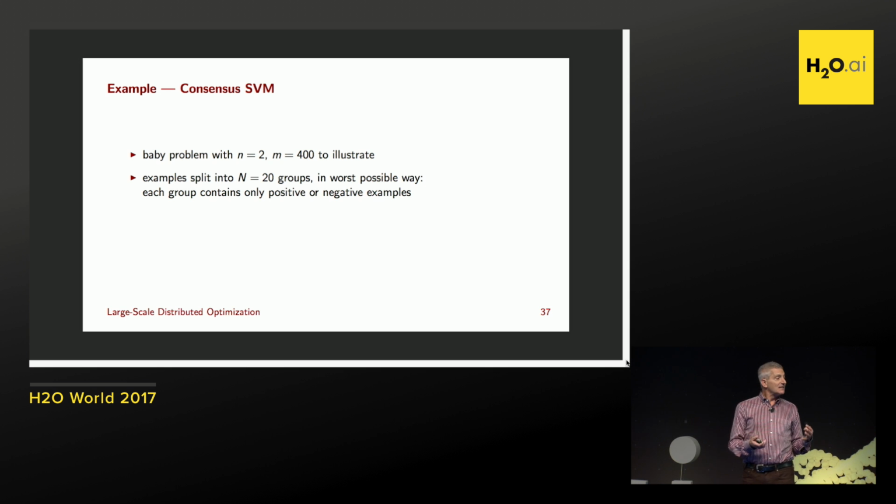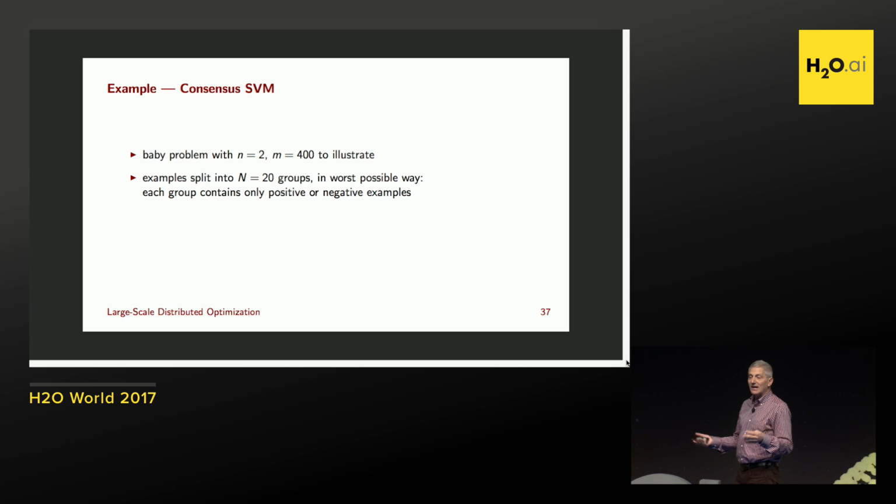And the way we're going to do it is we're going to take these 400 data samples. Let's make it a spam filter. I mean, it doesn't matter, right? I'll take them, and I'm going to divvy them out to the 20 groups in an extremely evil way. Each group is going to get all positive or all negative examples. Everybody got that? So each group has an unbelievably skewed version of the world, right?